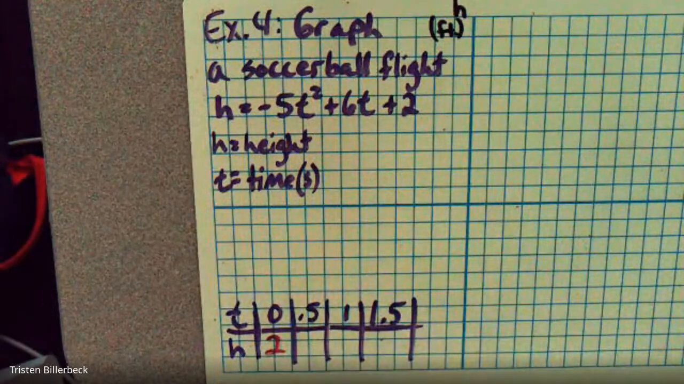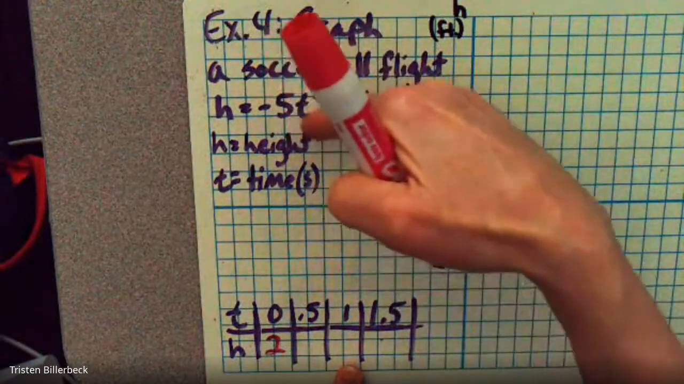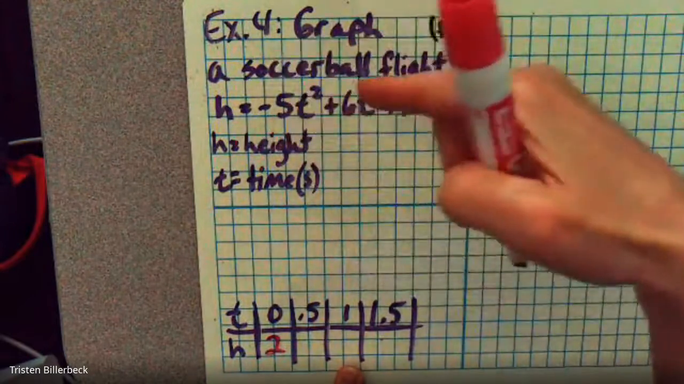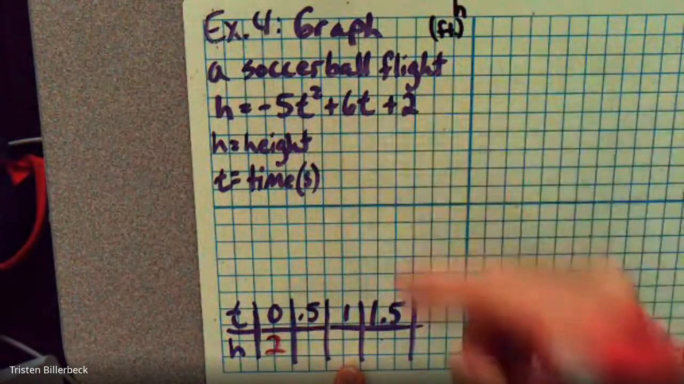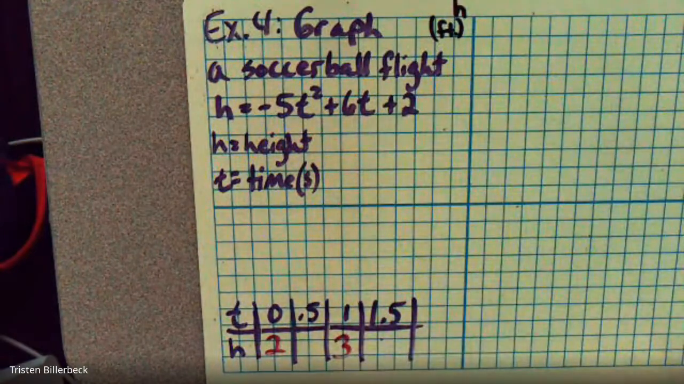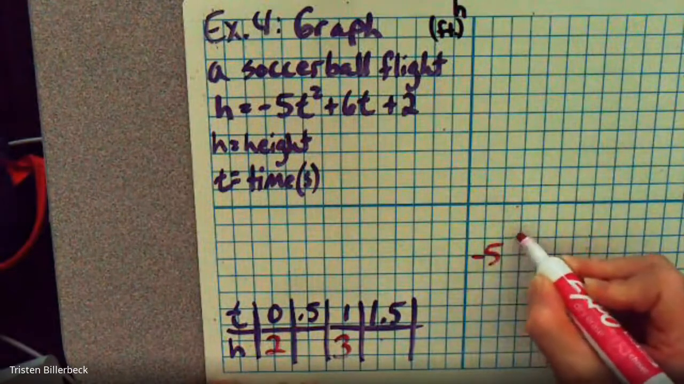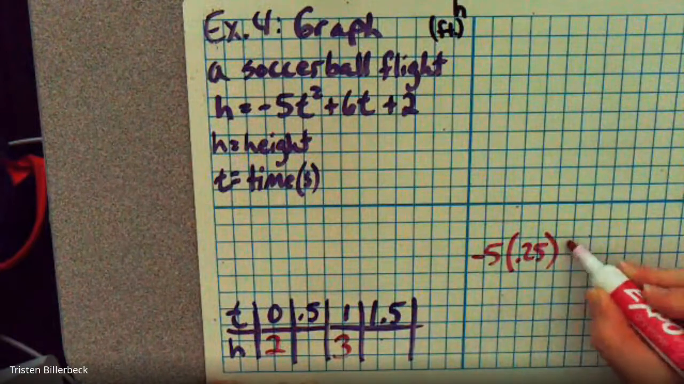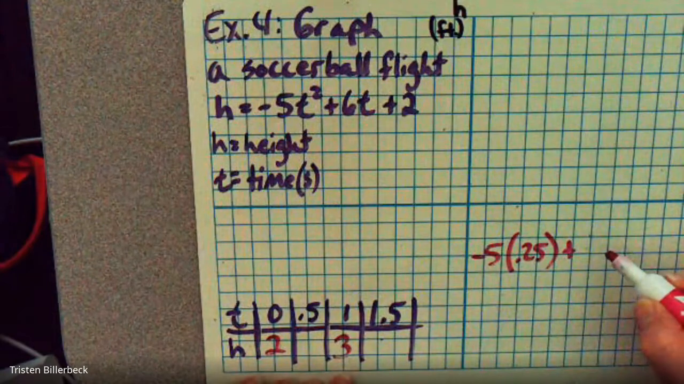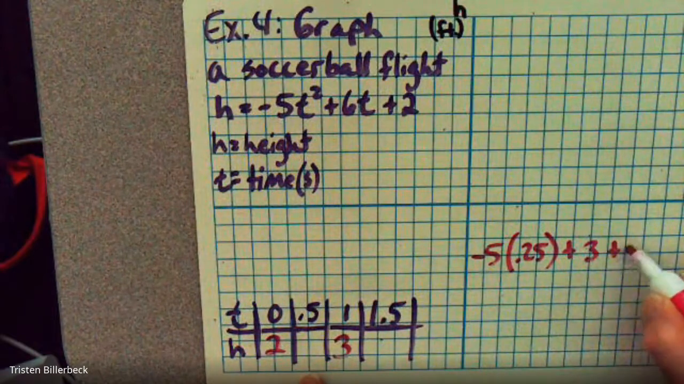Okay, a half. I'm not really feeling like working with a half right now. Let's use 1. -5 times 1, 1 squared is just 1. So -5 plus 6 is positive 1 plus 2 is 3. Okay, so now let's work with a half. So I have -5 and 1/2 squared is 0.25, and 6 times a half is, well, that's easy, 3 plus 2.